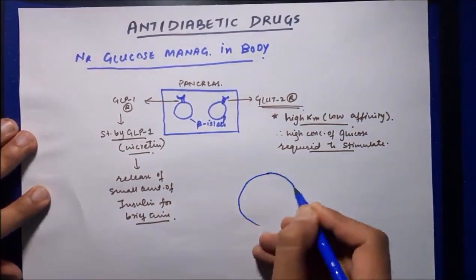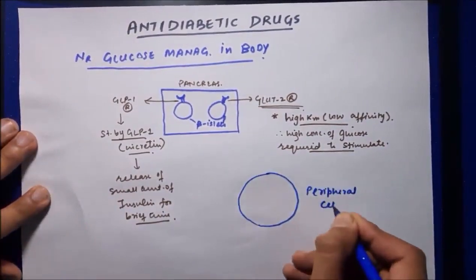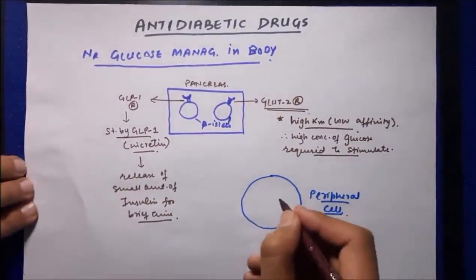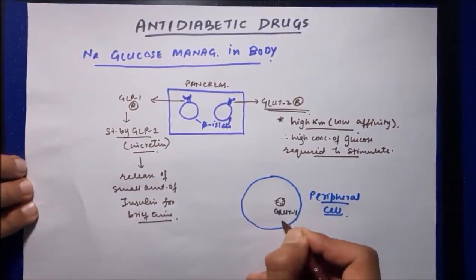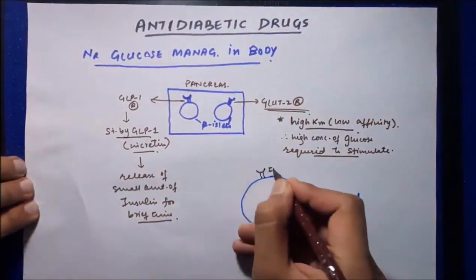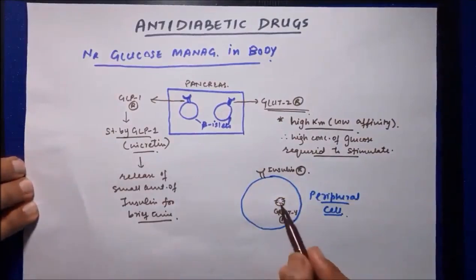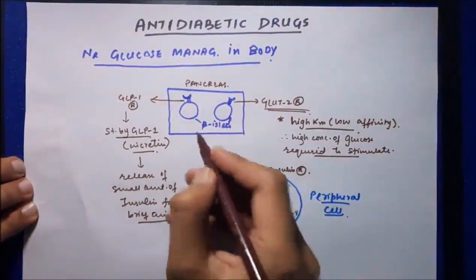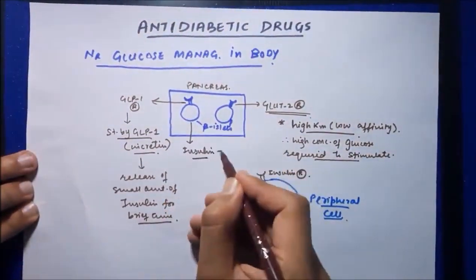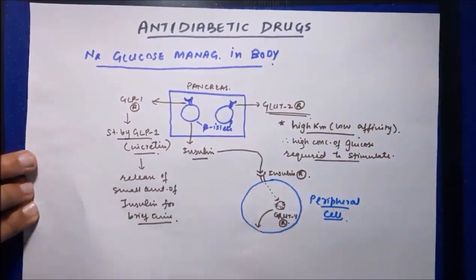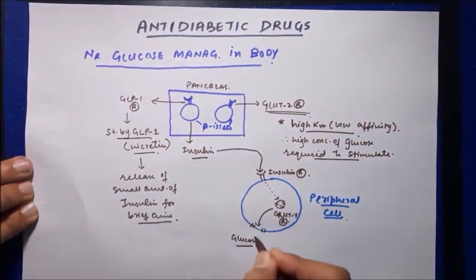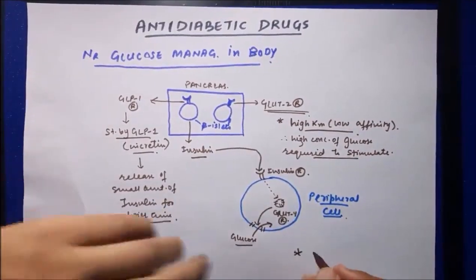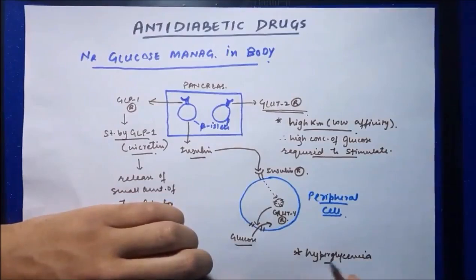So now, if this is a peripheral cell, these peripheral cells take in glucose with the help of GLUT4 receptors. But these GLUT4 receptors are normally internalized in the cell. They are present inside the cytoplasm and not on the plasma membrane. So they need to be translocated to the plasma membrane, which is done by the insulin receptors. Insulin receptors are tyrosine kinase receptors. They are stimulated by insulin and they cause translocation of these receptors to the plasma membrane, and they can take in glucose.